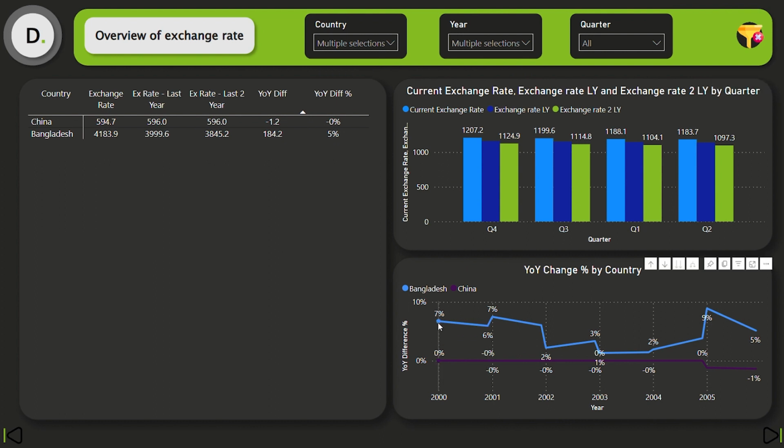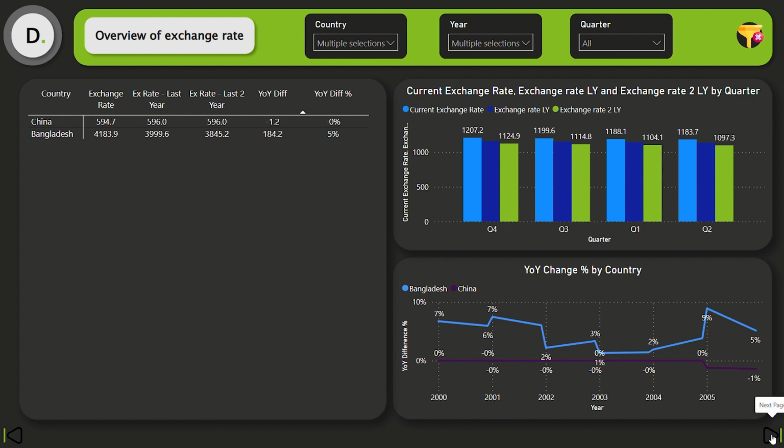So, as we can see, the trend of the 2 countries, Bangladesh and China, we can see that the exchange rate of China is more stable than the exchange rate of Bangladesh. So which means that China has been able to control its inflation rate more efficiently as compared to Bangladesh with respect to these 6 years only. Right?